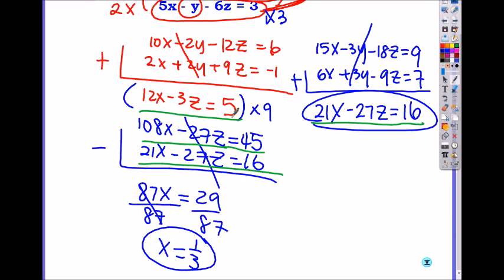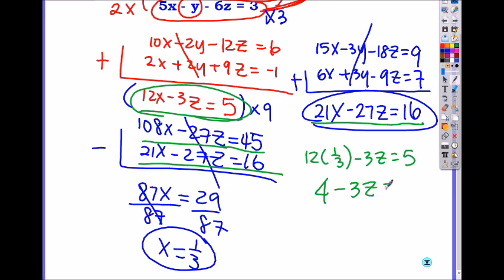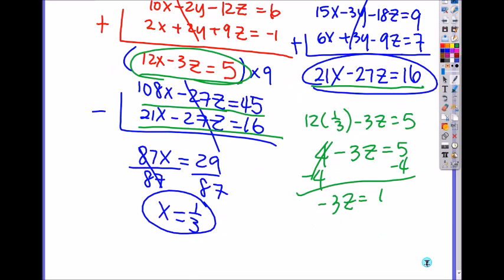I like to use the first one because what's 12 times 1/3? Now plug x back into this, right? 12 times 1/3 minus 3z equals 5. 12 divided by 3 is 4, minus 3z equals 5. So when you subtract 4, I get negative 3z equals 1. So now what's my final step? Divide by negative 3. So my z is negative 1/3.